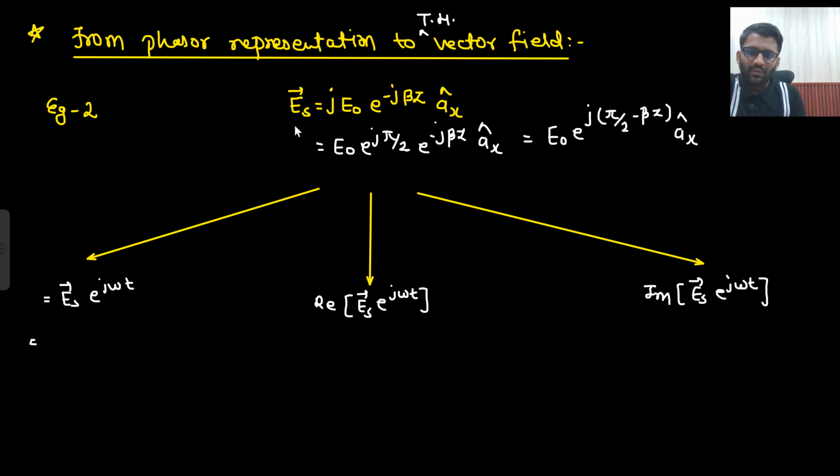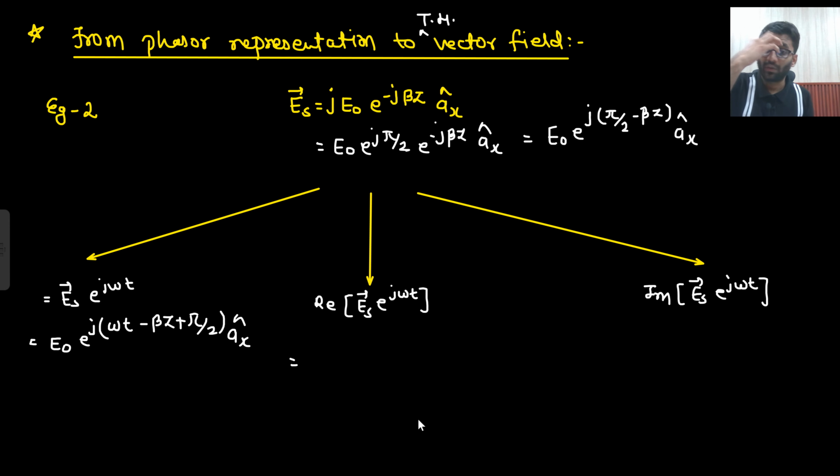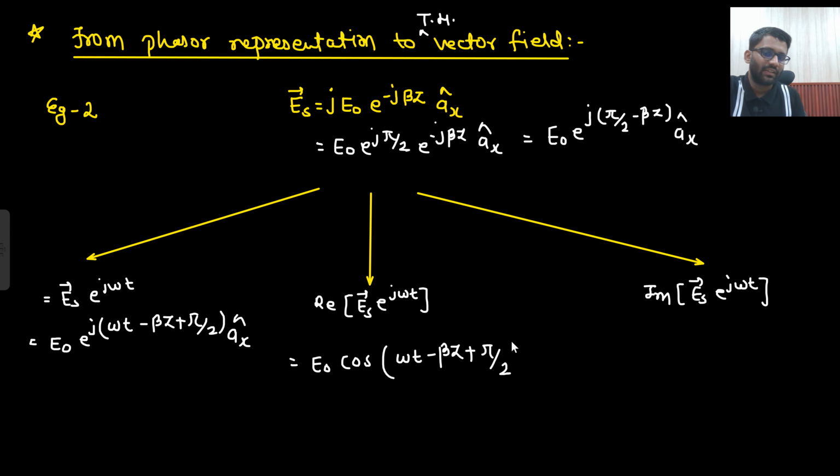So this was our Es, and e to the power j omega t will also be added. So how can I write it down? E naught e to the power j omega t minus beta z plus pi by 2 Ax cap. This will be the answer. And if you solve it, you can solve on your own. What are you going to get? E naught cos omega t minus beta z plus pi by 2. Basically, you need to take the real part of this, right? Ax cap. You just need to take the real part of this. So this would be the answer.